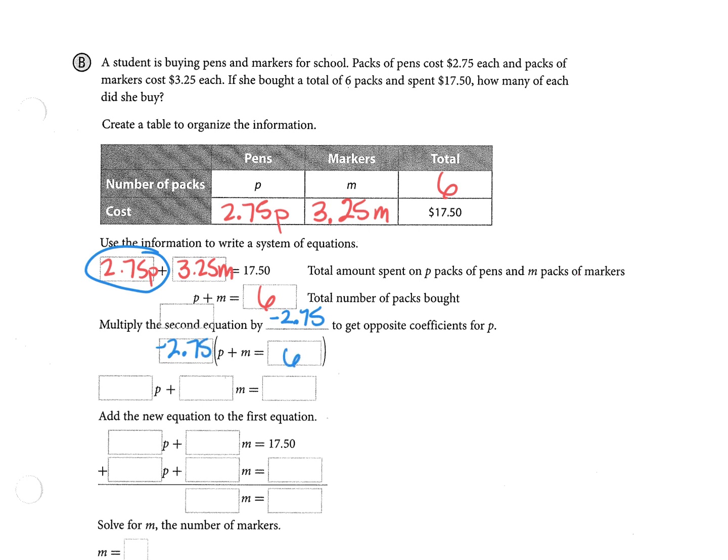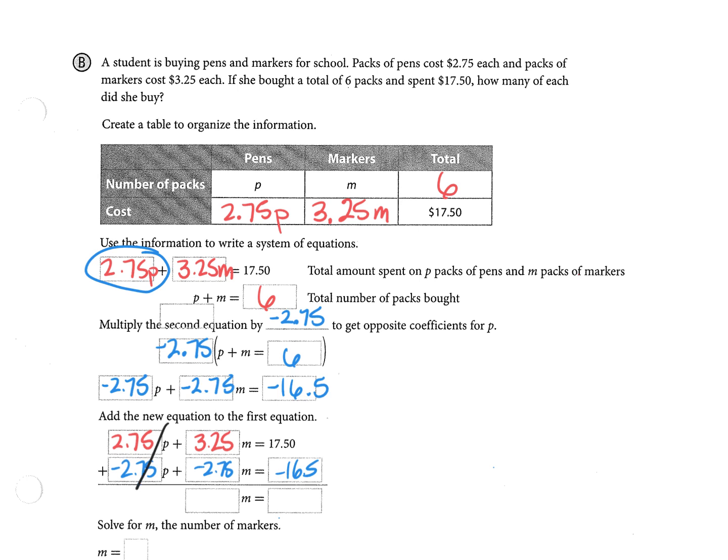Negative 2.75 times p is negative 2.75p. Negative 2.75 times m would be negative 2.75m. And negative 2.75 times 6 is negative 16.5. Add the new equation to the first equation. So we had that original 2.75p plus 3.25m equals 17.50. And this new equation, we have negative 2.75p, negative 2.75m, and negative 16.5.